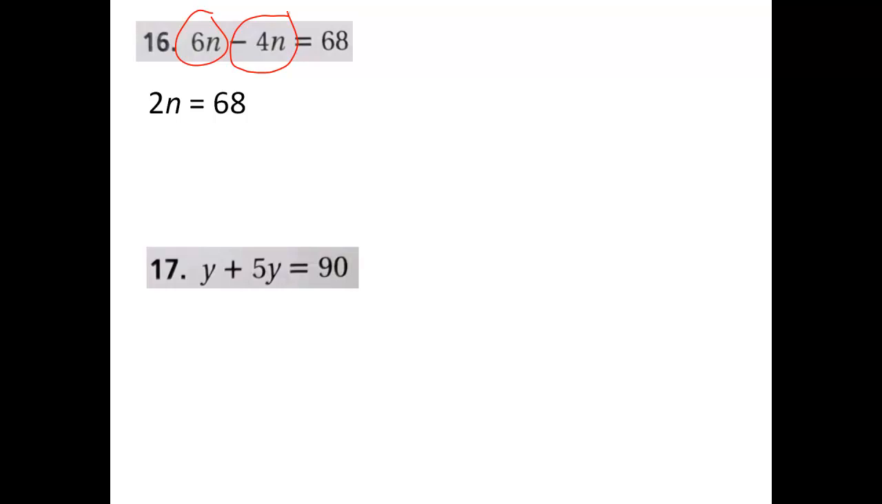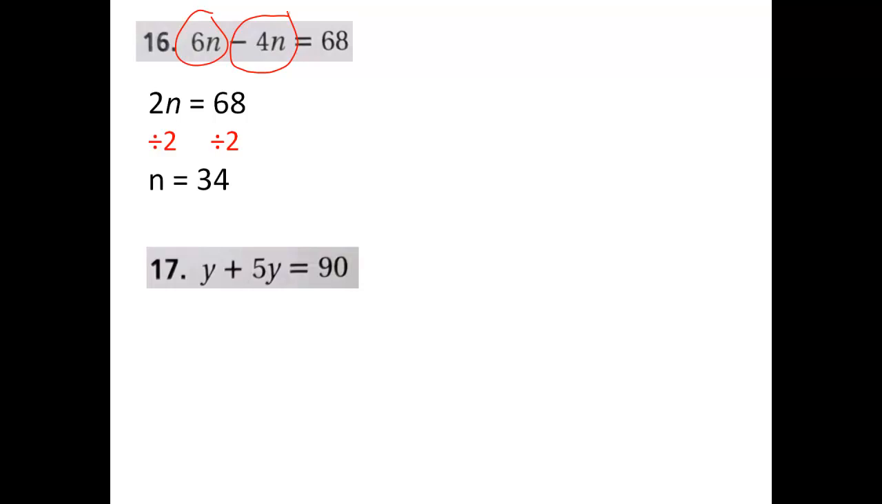Now, what is the relation between 2 and n? It's multiplication. So, to undo it, what will we do? We will divide. Divide by 2 on both sides. What I do on one side, I should do on the other side. So 2 divided by 2 is 1, and 68 divided by 2 equals 34. So n equals 34.